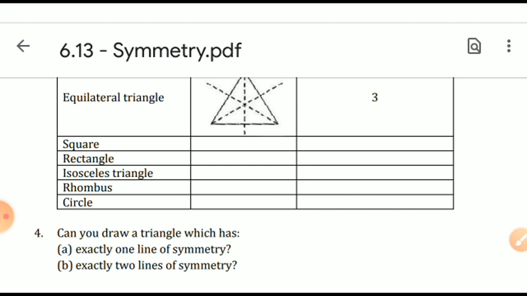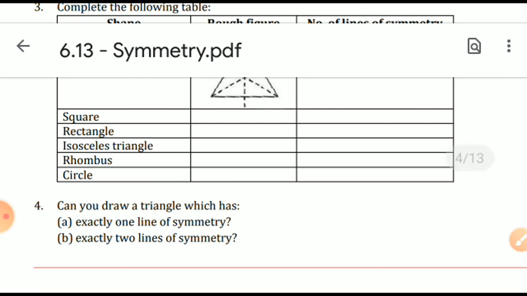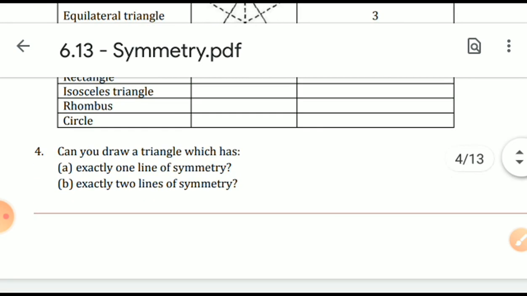Isosceles, okay, but a rhombus is like a square, with a little difference you can see in its standard. What is the difference between square, rectangle, and rhombus? Rectangle and square you already know. Square has all 4 sides equal, rectangle has opposite sides equal. Last but not least is a circle. We should write the line of symmetry for the circle also.